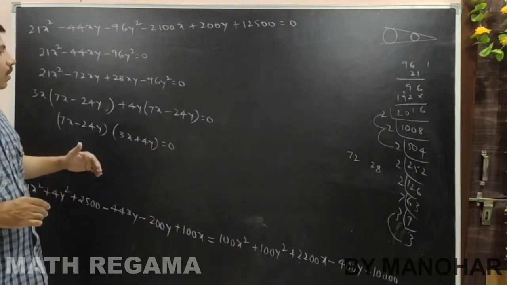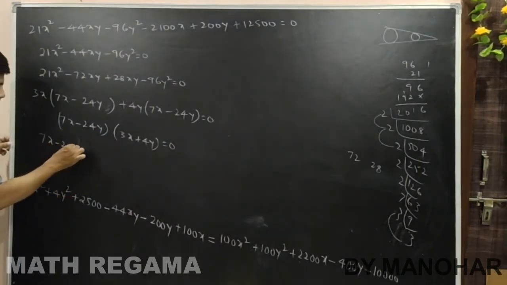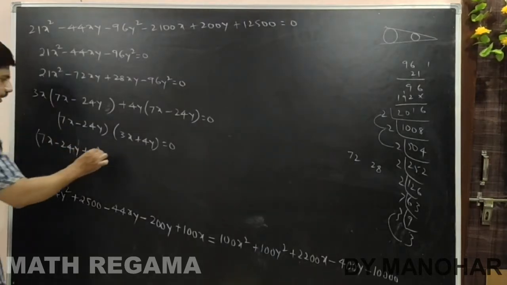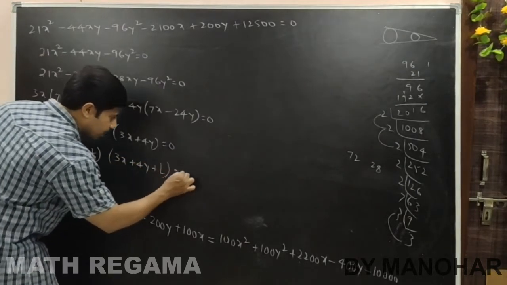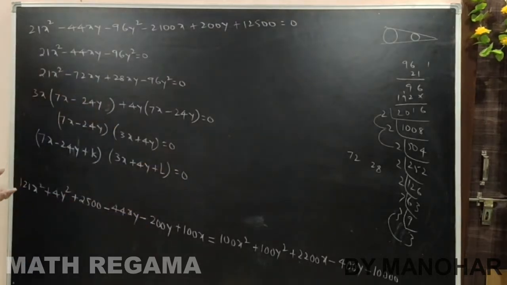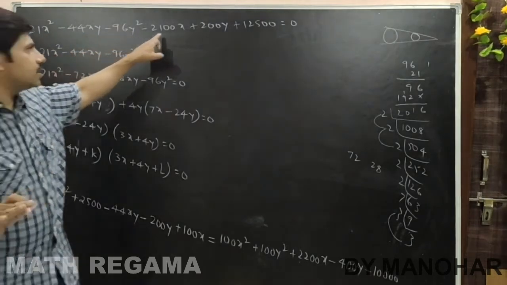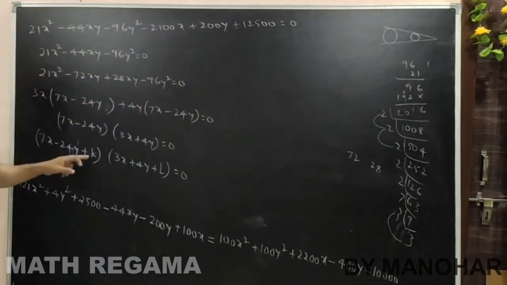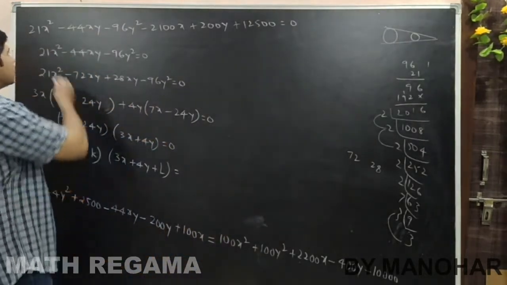To get the constants, what we have to do is, we assume 7x minus 24y, some constant I'll assume as k. In the first case we'll get a constant, and in the second case also we'll get a constant. Those constants I am assuming as k and l. See, why we didn't get the constants? Because we took only x square, xy and y square terms. To factorize we took only second degree terms. Now when I include this k and l, now I'll equate this to a complete equation.